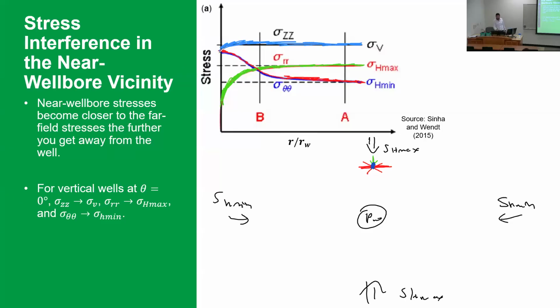So you see, as R over RW increases, this value increases, moving to the right. I get to a point, after this A, imagine A being here and B being here, where the radial stress becomes sigma H max, the tangential stress becomes sigma H min, and the other one becomes the axial stress.